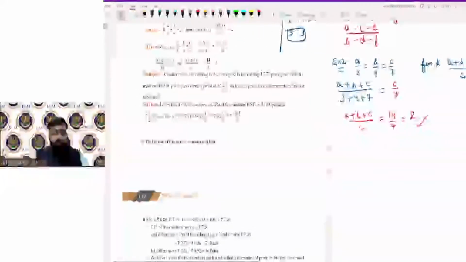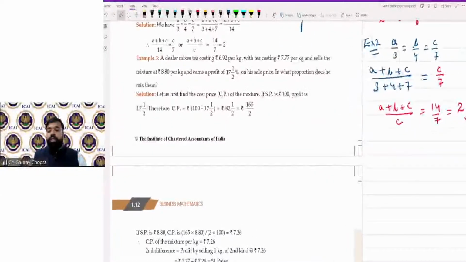Now the next one. This next one is a very good question, important and easy as well. A dealer mixes tea costing rupees 6.92 per kg with tea costing rupees 7.77 per kg and sells the mixture at 8.8 per kilogram, earning a profit of 17.5% on his selling price. So in what proportion does he mix them? We have to find out in what proportion we mixed them.